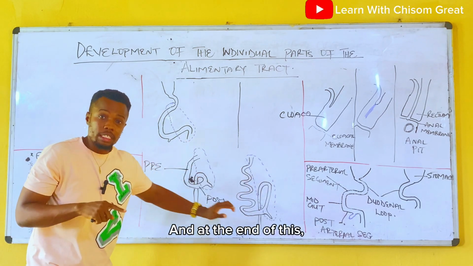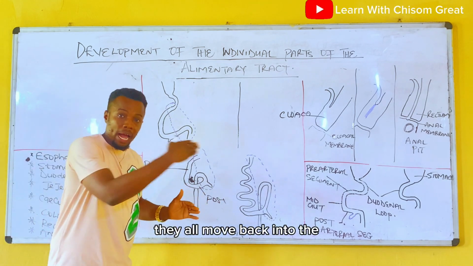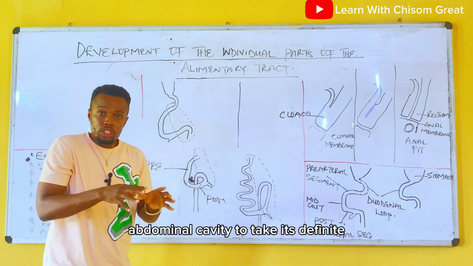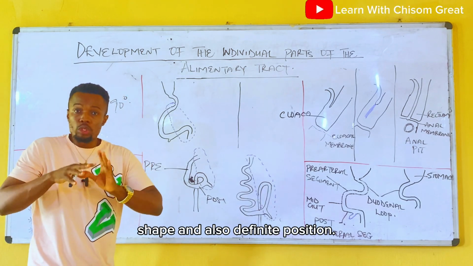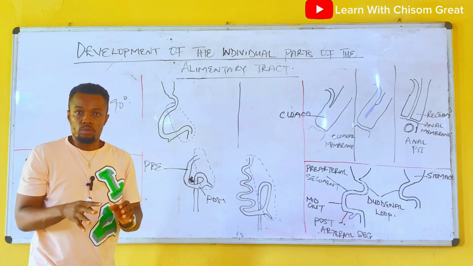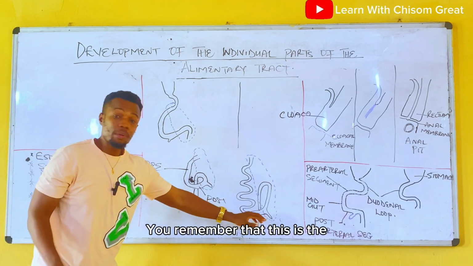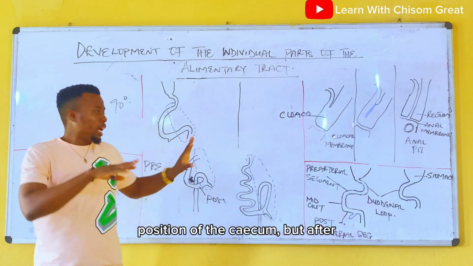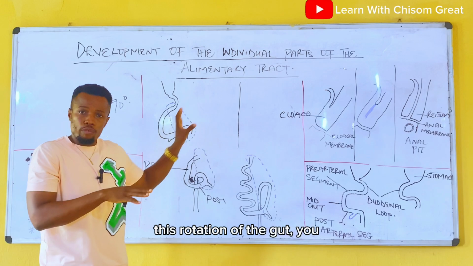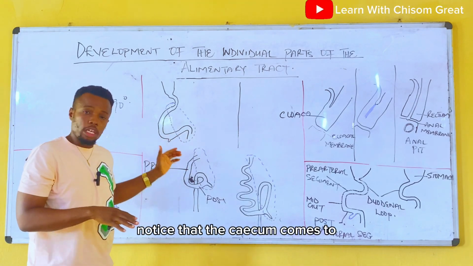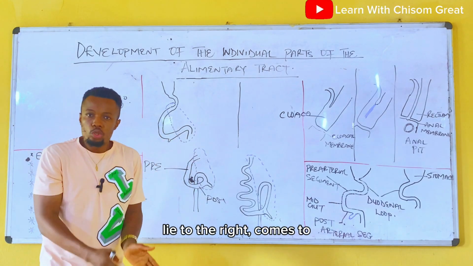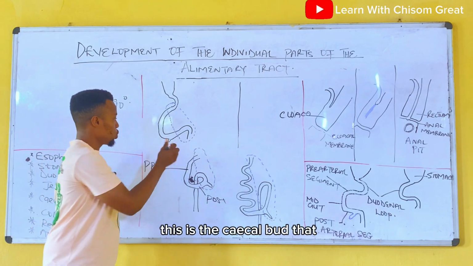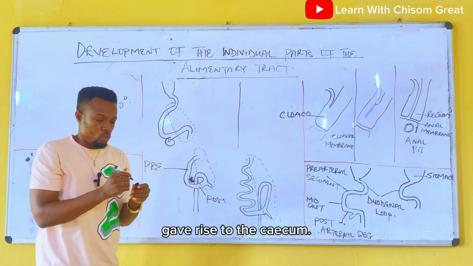At the end of this, they all move back into the abdominal cavity to take their definite shape and also definite position. You remember that this is the position of the caecum, but after this rotation of the gut, you notice that the caecum comes to lie to the right. So this is the cecal bud that gave rise to the caecum.